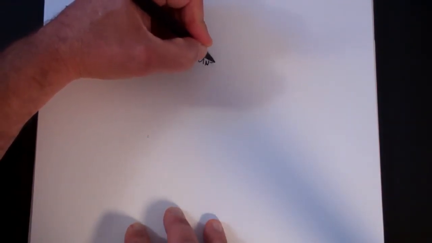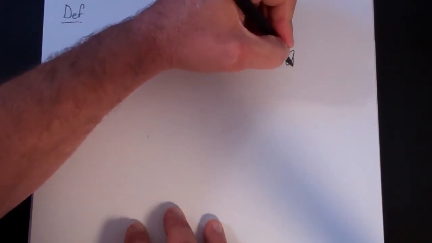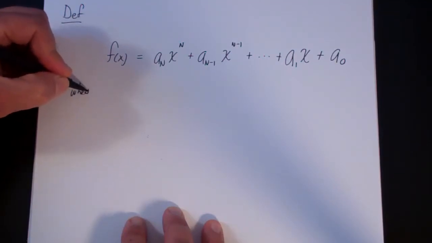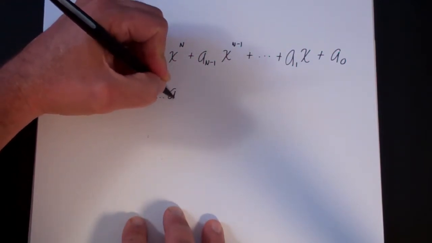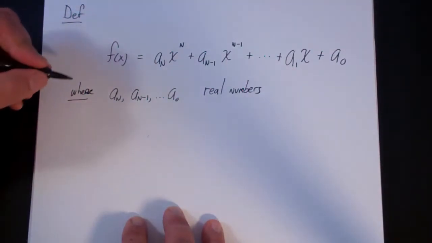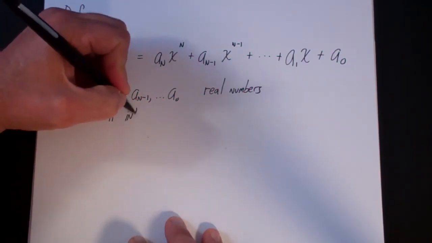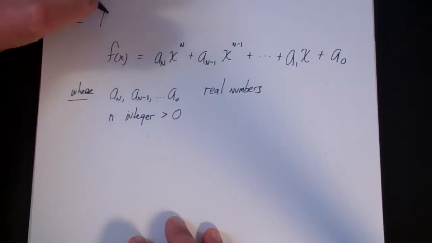So if we have a function f of x is equal to a sub n x to the n plus a sub n minus 1 x to the n minus 1 plus, and let that continue until we get a sub 1 x plus a sub 0, where a sub n minus 1, all the way to a sub 0 are simply real numbers, and n is an integer which is greater than 0, then we say this is a polynomial function.